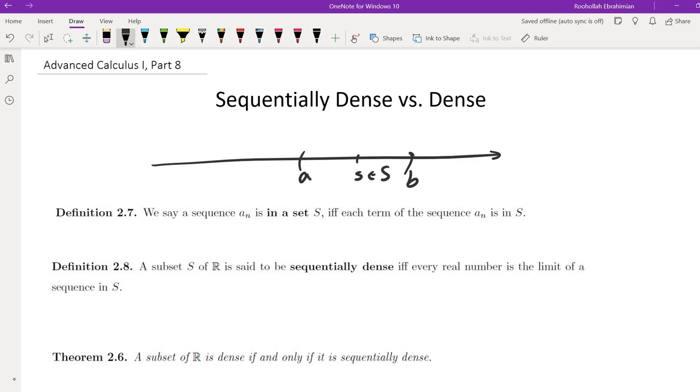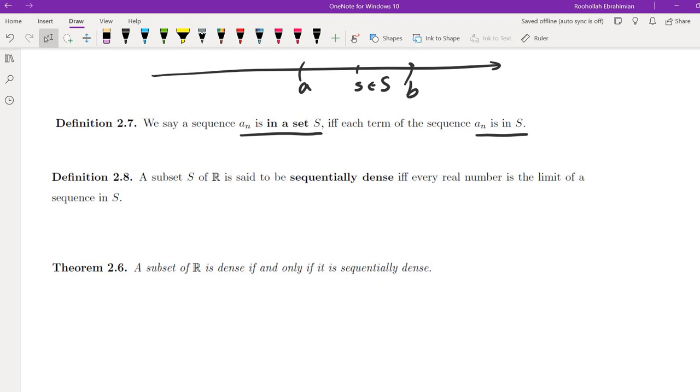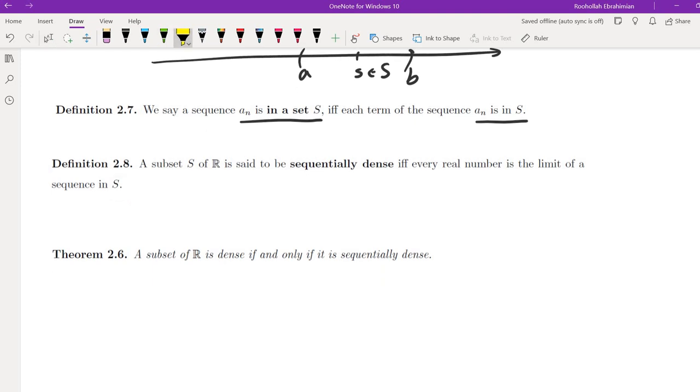Sequentially dense means every real number is the limit of a sequence in that set. But what does it mean for a sequence to be in a set? It means all of its elements are in the set. So intuitively, that's kind of natural to think about it this way. Formally, we say a sequence a_n is in a set S if and only if each term of the sequence a_n is in S. And by the way, all of the definitions are in fact if and only if statements. Even if it's not stated as if and only if, they are all if and only if. By default, the nature of all definitions in mathematics is that way.